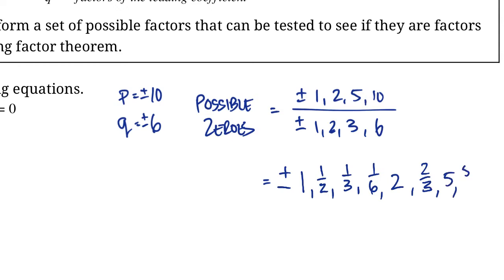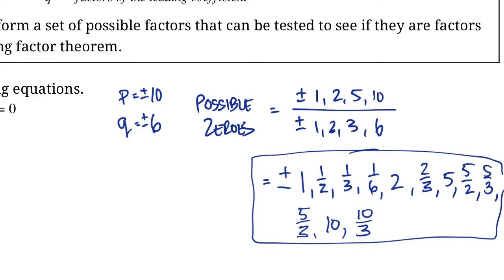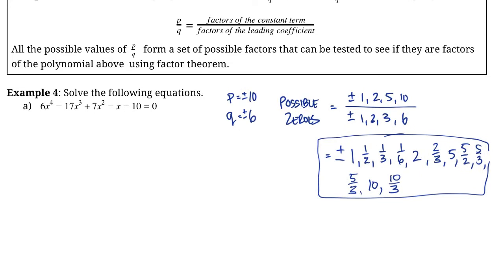5 over 2, which we don't have yet. 5 over 3, again, we don't have that. And then 5 over 6, which we don't have. Then we work with the 10. 10 over 1, which is just 10. 10 over 2, which is just 5, which we already have. 10 over 3. And then 10 over 6, which reduces to 5 over 3, which we already have. So these are all the possible zeros for this equation, or in other words, the possible solutions to this equation.